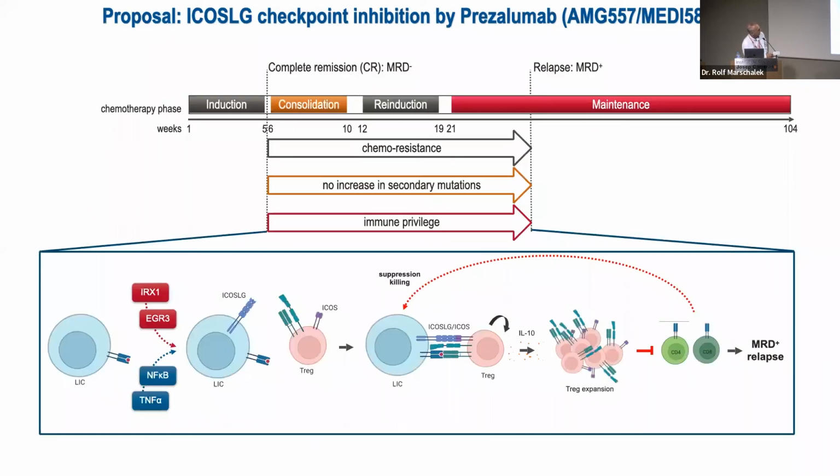And so our idea now, having this picture in our mind, is that if we block somehow the interaction of this checkpoint here, and there is an antibody available, Prevalumab, which disrupts this ICOS ligand-ICOS interaction, it should actually be preventive for MRD, because then we should see less interleukin-10 secretion, we don't see the expansion of regulatory T cells, and we bring back the normal T cells to their chance to kill the leukemic stem cell in the bone marrow niche. And therefore, we want to do a study now, which is adding to this chemotherapy strategy the infusion of Prevalumab over a period of time to see whether we can see reduced or the absence of relapses in the future.